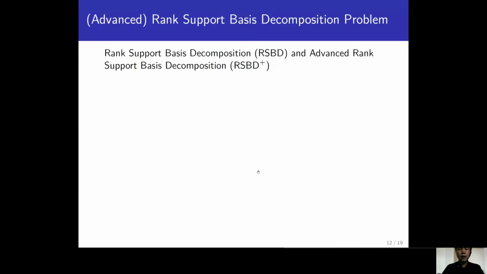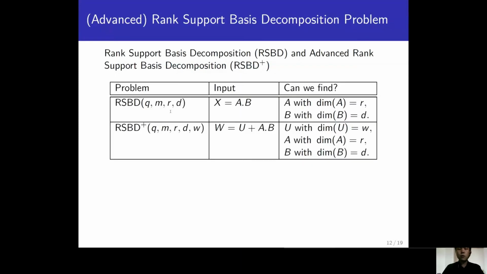In our work, we also define a new problem. We call it the rank support basis decomposition problem. The idea of this problem is that we are given a vector space X. This vector space, in fact, is a product space of A and B. So the question is, can we find A and B such that the dimensions are satisfied and also A dot B will be equal to X? That's the rank support basis decomposition problem.